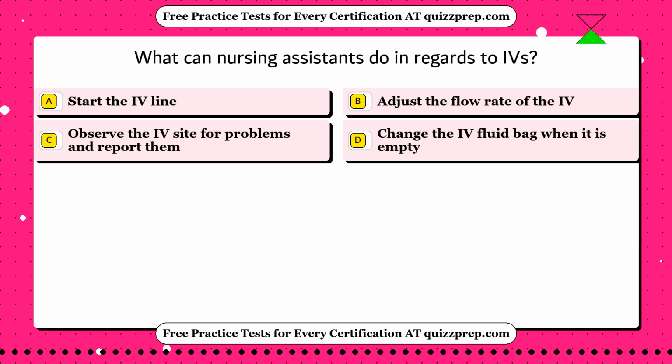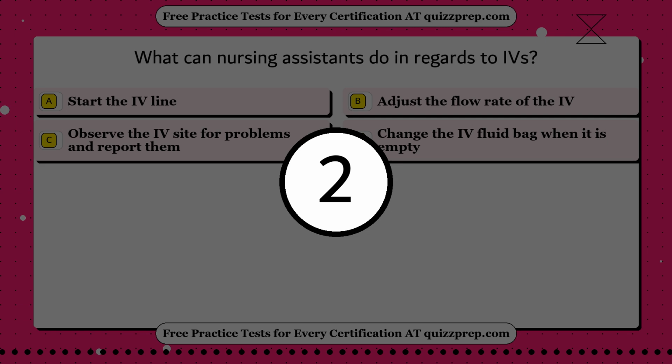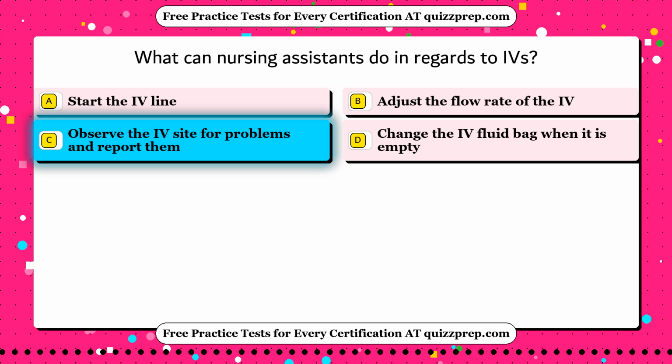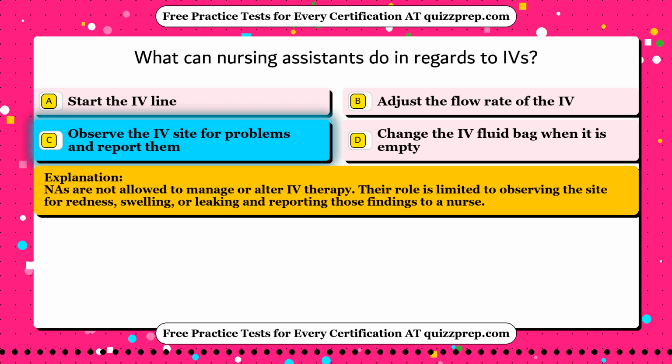Question 53. What can nursing assistants do in regards to IVs? Option A, start the IV line. Option B, adjust the flow rate of the IV. Option C, observe the IV site for problems and report them. Option D, change the IV fluid bag when it is empty. The correct answer is option C, observe the IV site for problems and report them. NAs are not allowed to manage or alter IV therapy. Their role is limited to observing the site for redness, swelling, or leaking and reporting those findings to a nurse.